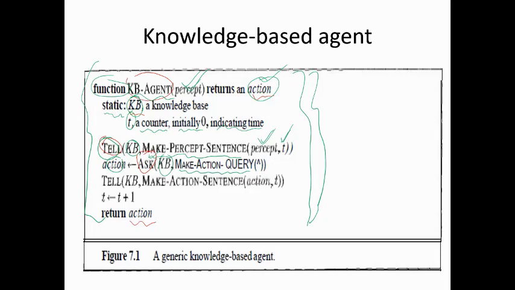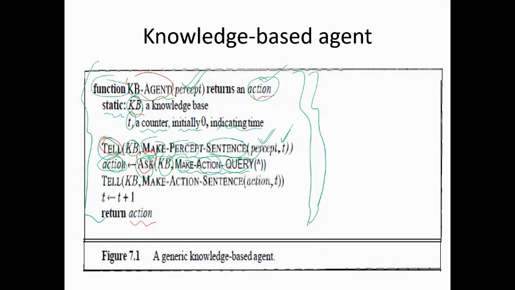So make percept sentence is for telling. By making the percept, and then finally making the sentence, it is recorded inside the knowledge base. Then it will ask the KB again, make action, by first asking the question using the query: what do I need to do? Then that answer will guide the action. This is the whole story about this one.